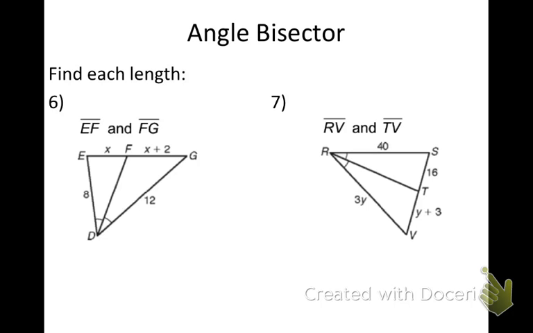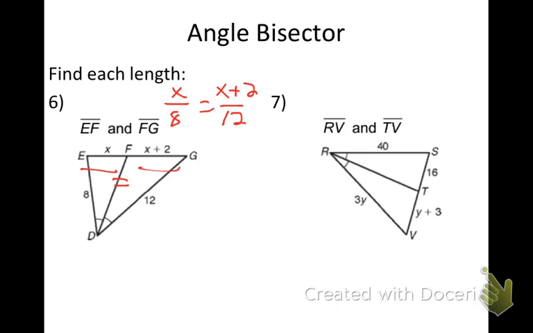Okay. So let's look at number 6 here. I want to find each length. I want to find EF and FG. I need to first set up a proportion in order to solve those. What kind of proportion could I use to set this up? Bryce, what did you say? X over 8 equals x plus 2 over 12. I agree with that, sir. X over 8 equals x plus 2 over 12 is correct.